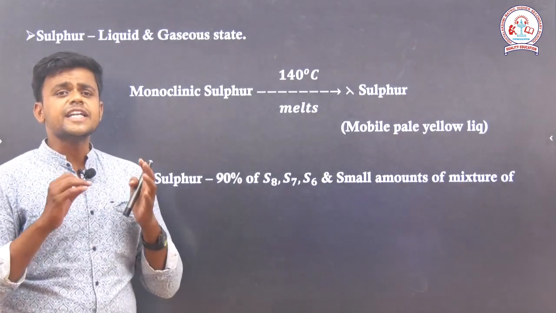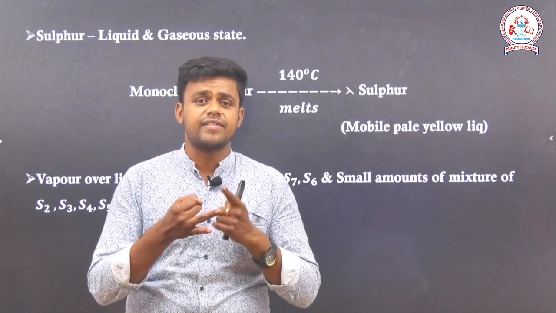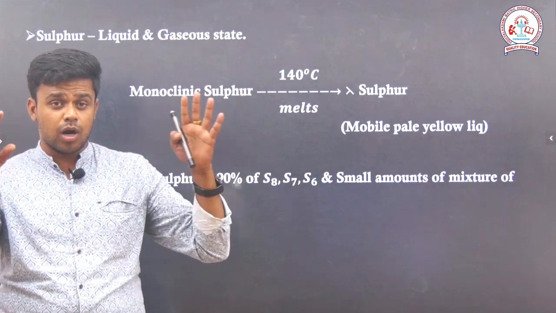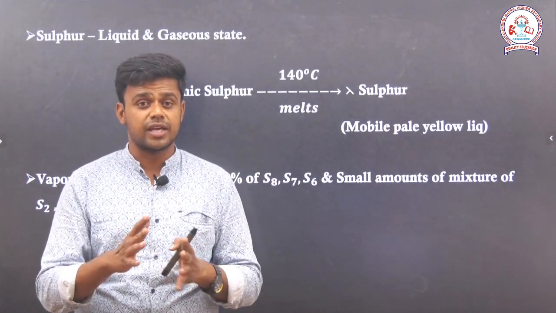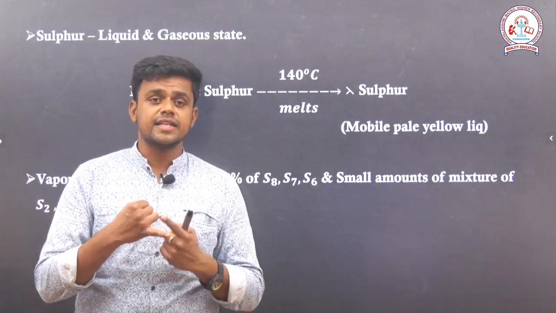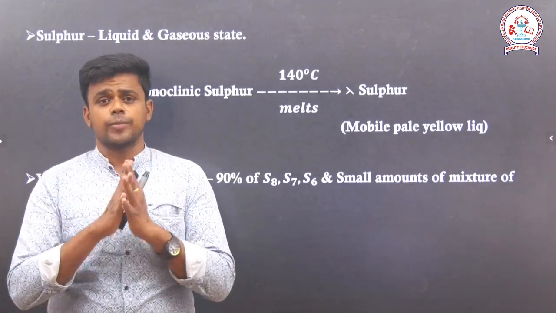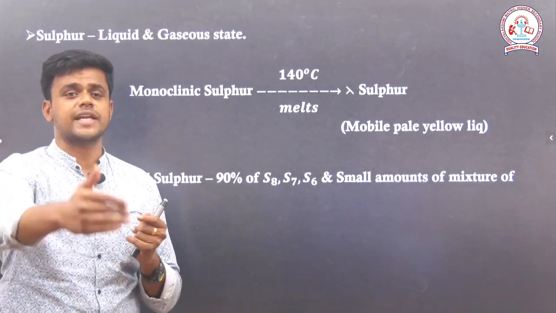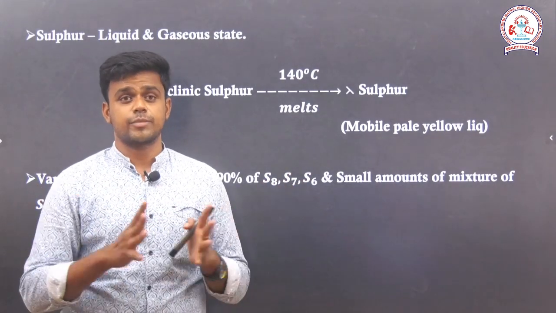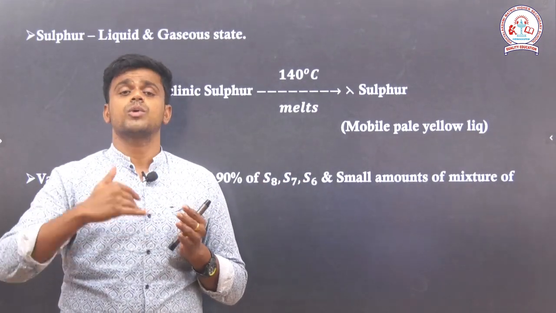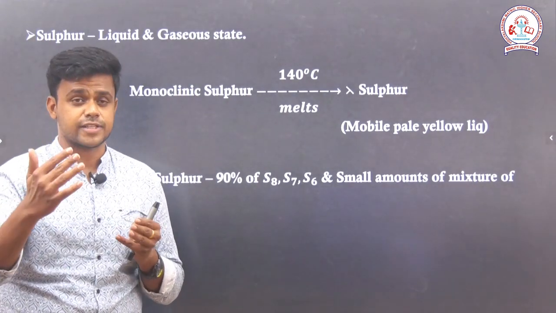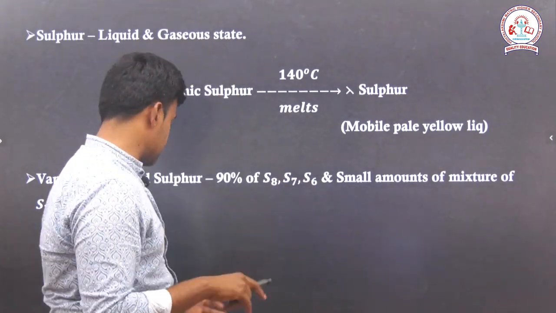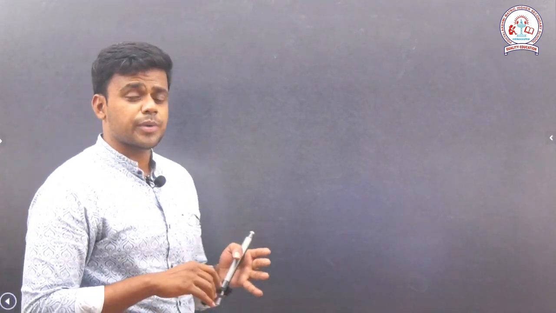In the vapor form, 90% of the sulfur will exist as S8, S7, S6, and in a small amount we will also get S2, S3, S4 and S5. So, 90% in the gaseous form will exist as S8, S7, S6, and S2, S3, S4, S5 exist in very small amounts along with that 90%. This is what I said about the vapor phase. The lambda sulfur is the liquid phase. Previously we discussed rhombic and monoclinic sulfur, which are in the solid phase. So, that is it regarding the allotropic forms of sulfur.